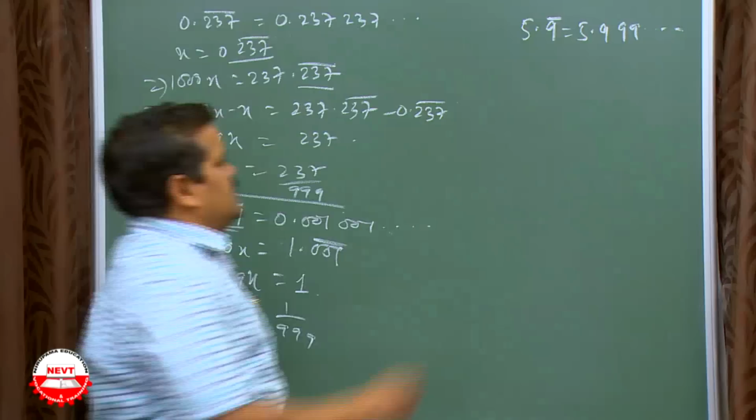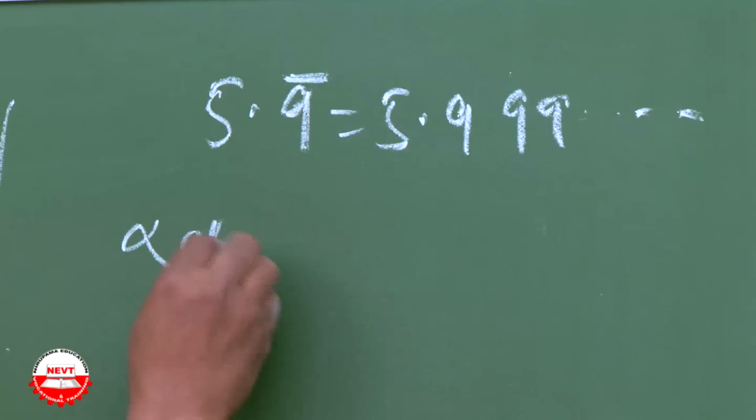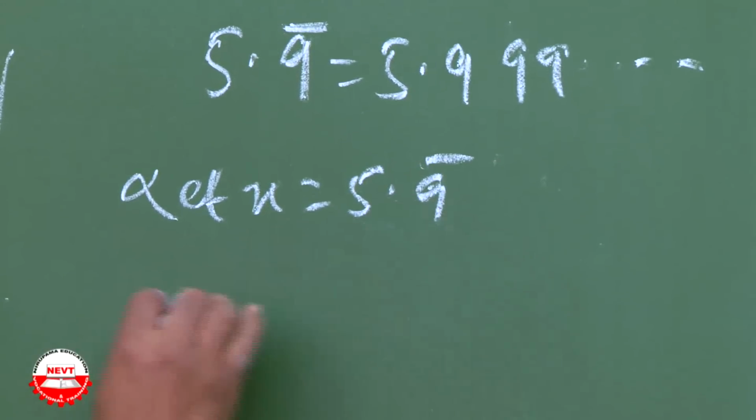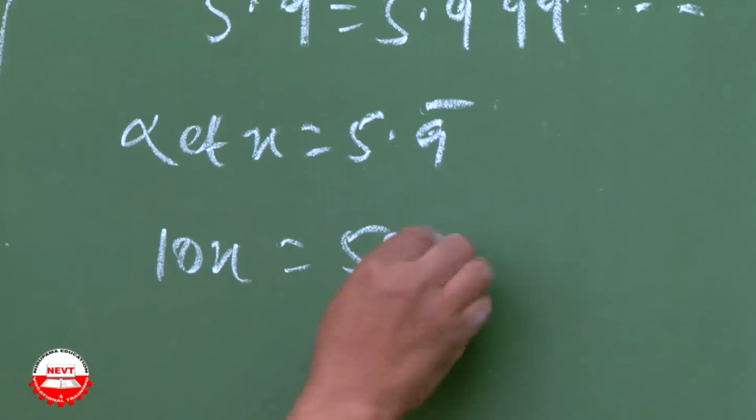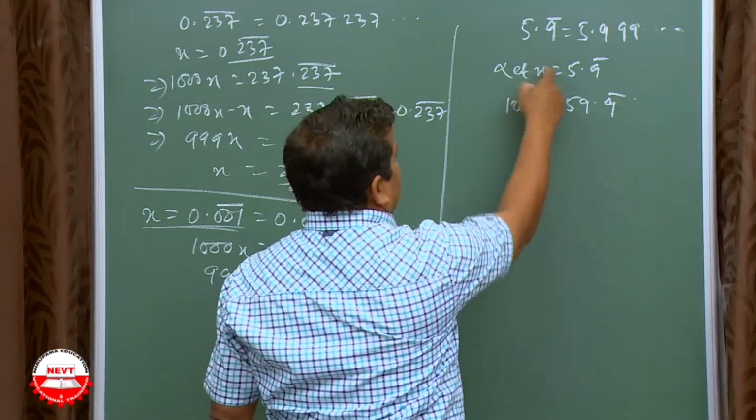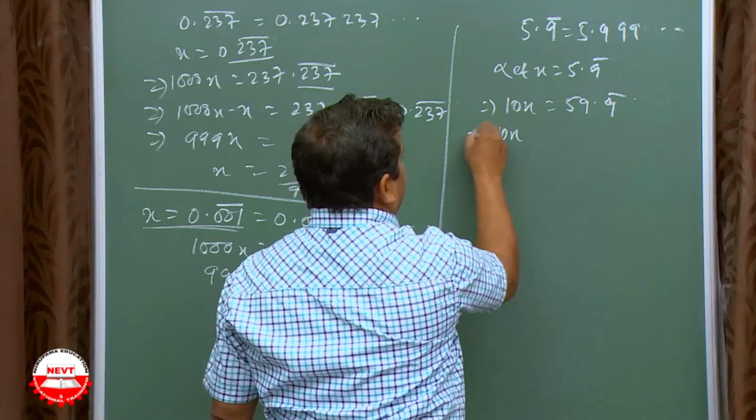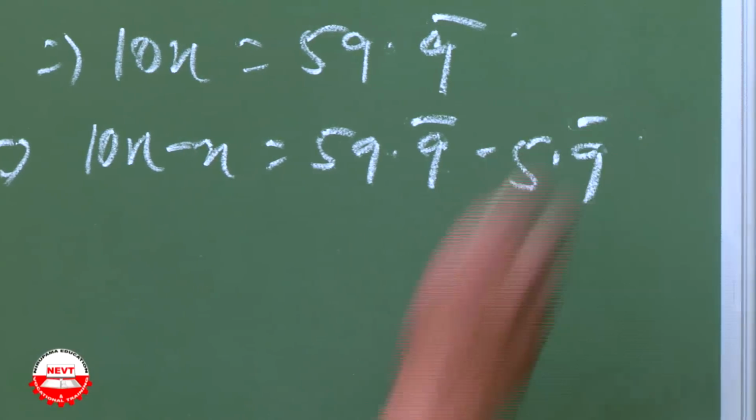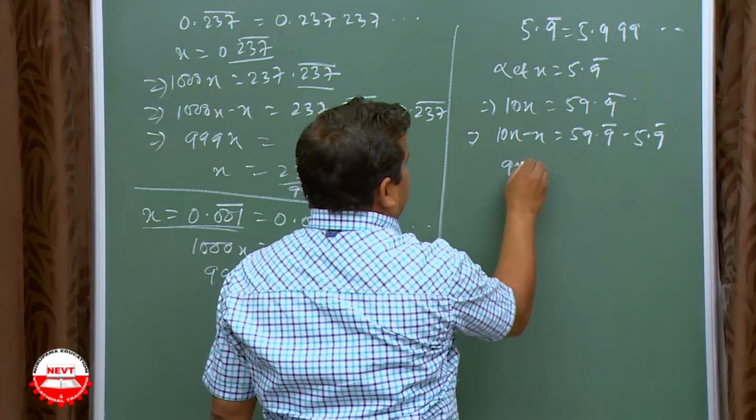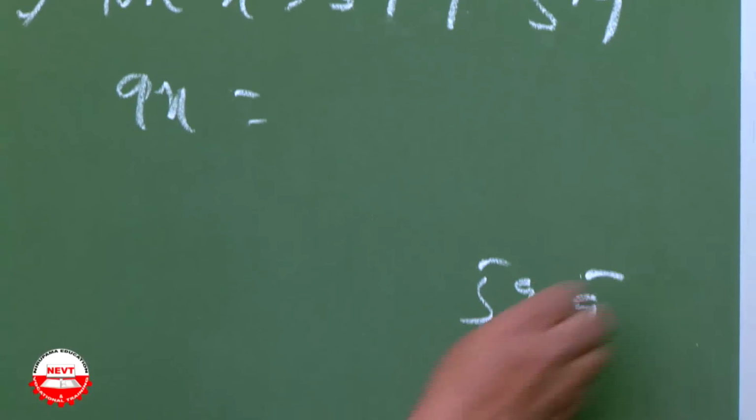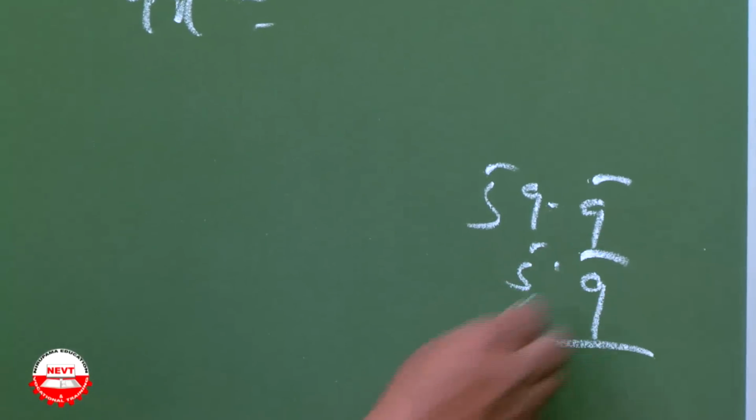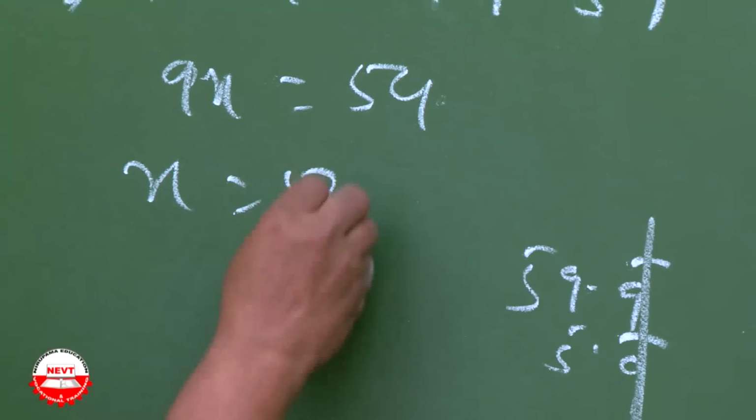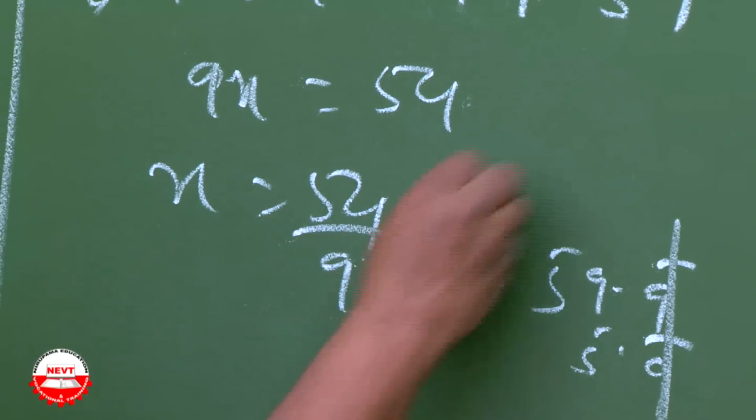Another question I will discuss, let's say 5.9 bar. You know that it is 5.999 like this. Let x be equal to 5.9 bar. Here there is one number in between the bar, so 10x is equal to 59.9 bar. So 10x minus x is 59.9 bar minus 5.9 bar. So 10x minus x is 9x, which is equal to 59.9 bar minus 5.9 bar. This will cut. Now 59 minus 5 is 54. So x is equal to 54 by 9, which is equal to 6.